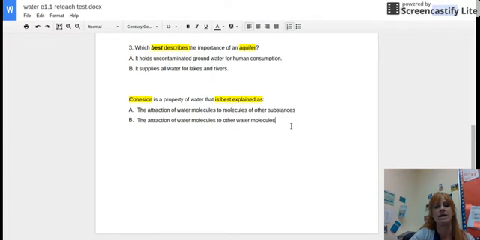So the best answer for this one was once C, the attraction of water molecules to other water molecules. I hope this helps for your Learn Check.